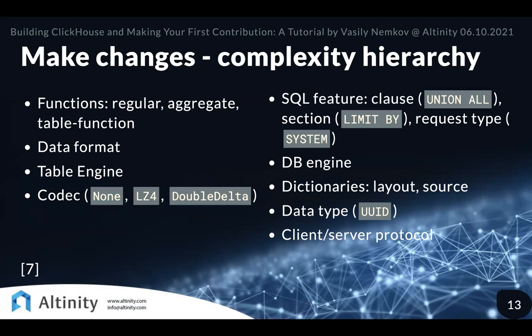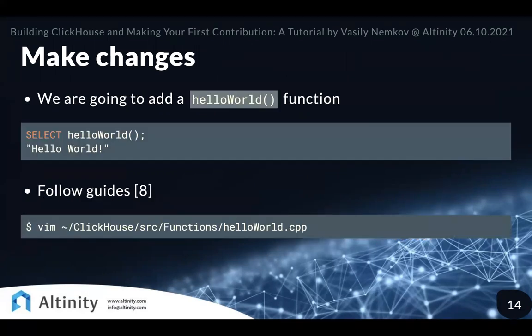We're going to make some changes. According to Alexey Milovidov, there's some sort of complexity hierarchy. Some things are pretty easy to add, some things are pretty hard. Things on the left are relatively easy, things on the right are relatively hard. And we're going to honor a venerable tradition of my people and start with adding a hello world function. So this is the way. We're going to add a hello world function that prints a simple string, hello world.